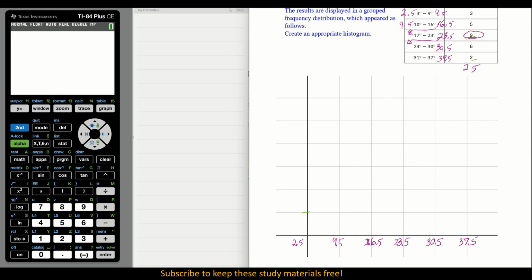Let's think about this. 2, 4, 6, 8, 10. If we did it by 1s, it wouldn't fit in our grid. 1, 2, 3, 4, 5, 6. No, we need 10. And we have that by doing it by 2s. And you could even write a title up above, so it gives you room.